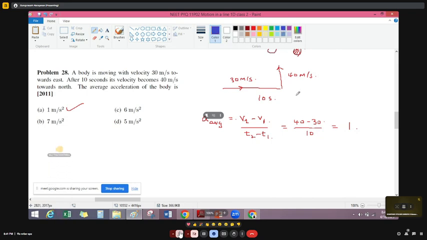Yes, sir. In a website I saw that it was mentioned that since the velocities are perpendicular, the magnitude of change in velocity will be square root of Vf square plus Vi square. So it becomes square root of 2500, so it becomes 50. Okay, very good. 50 divided by 10, 5 meter per second.